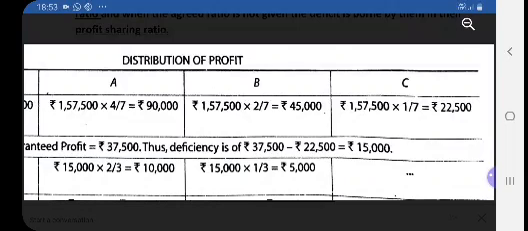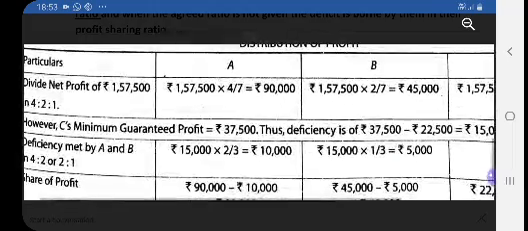Now you just find out the deficit. The guaranteed amount given in the question is 37,500 and the share of profit is coming 22,500. Then what is the deficit amount? That is 15,000.